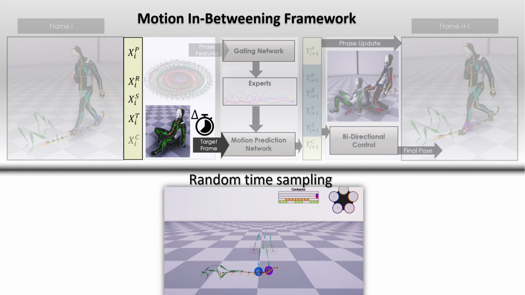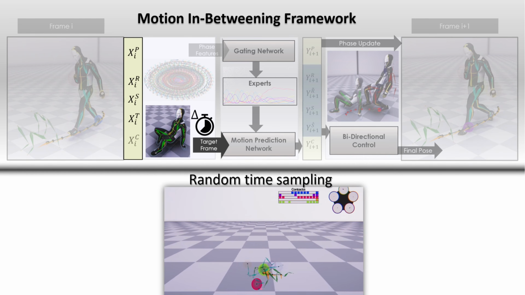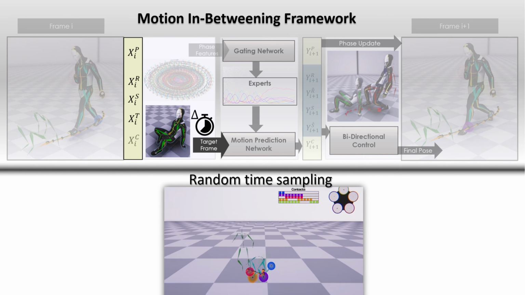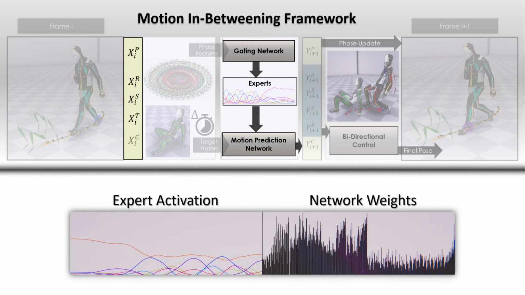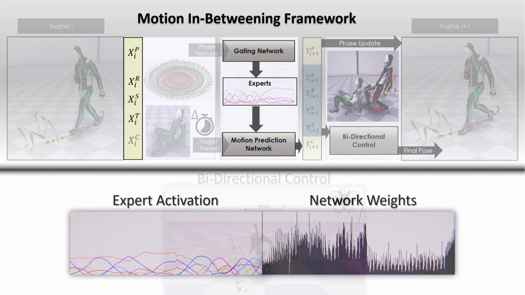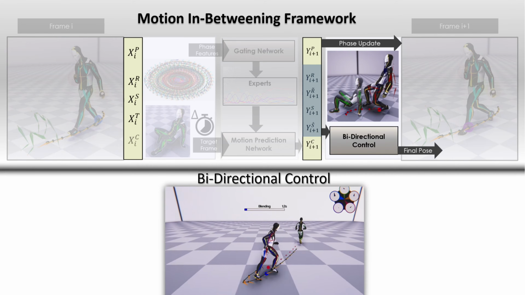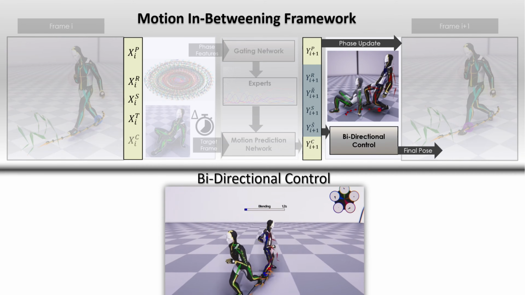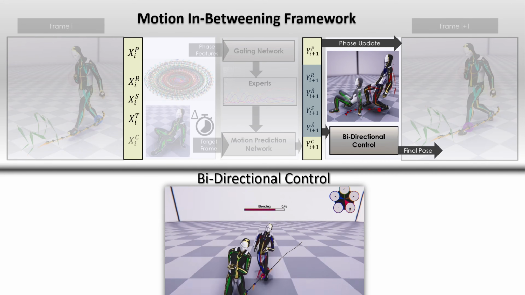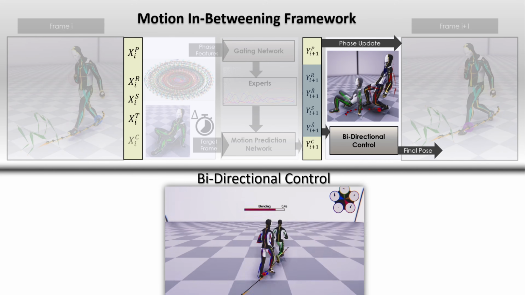In order to generalize to different in-betweening durations, at each frame we sample a future target pose with a random time offset. Each set of generated weights focuses on a different motion timing while reaching the target pose. To reach a given target pose more accurately, we utilize a bidirectional control scheme that learns and predicts the motion in both target-centric and egocentric coordinates.